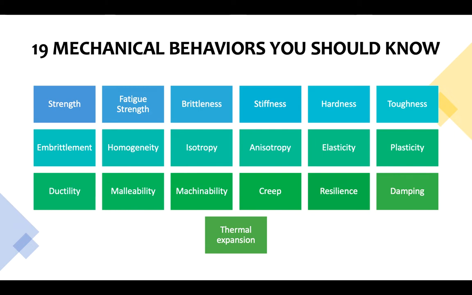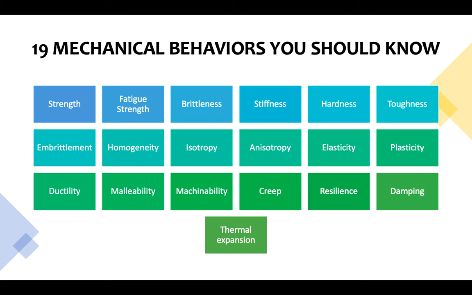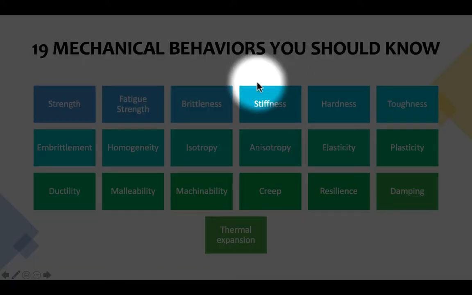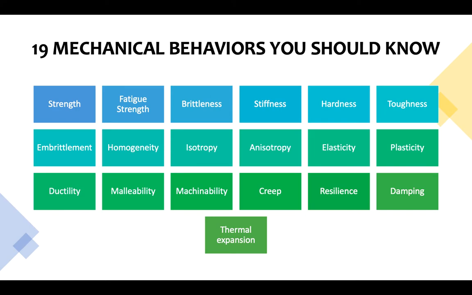The third one is brittleness. Brittleness is when a material breaks suddenly under stress without exhibiting much elastic deformation or changes in dimension. While the fourth one is stiffness. Stiffness is a material's ability to resist significant elastic deformation while loading. The less deformation a material exhibits during loading, the stiffer it is.